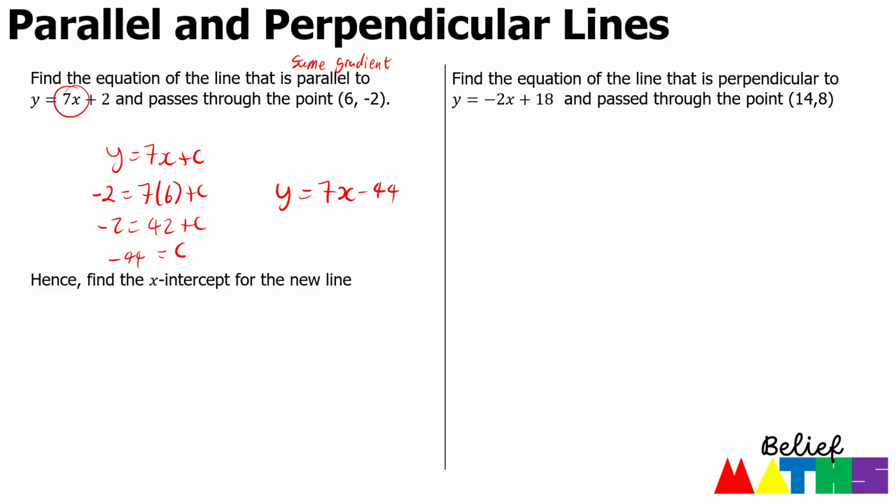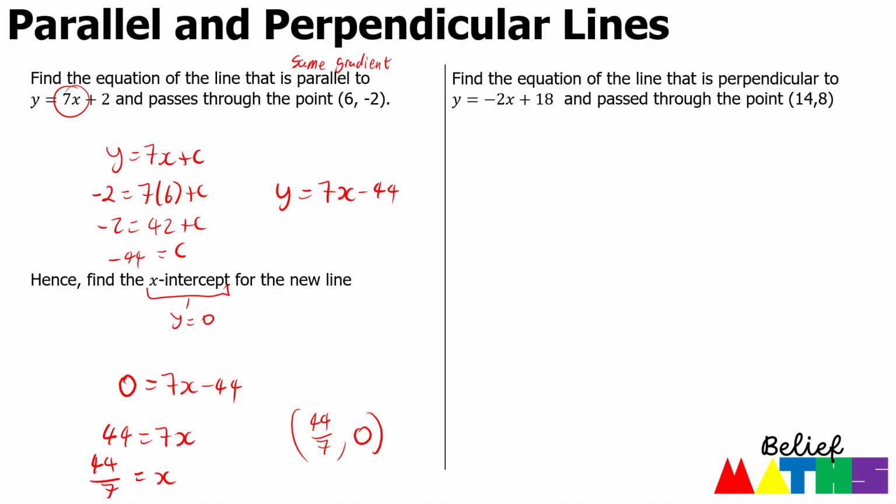Now sometimes they'll say hence find the x-intercept of the new line. We know the y-intercept is minus 44. The x-intercept is when y equals 0. So we can sub that in. 0 equals 7x minus 44. So when we rearrange that, 44 is equal to 7x. Dividing both sides by 7, you get 44 over 7 is equal to x. So therefore the x-intercept is (44/7, 0). That's the point where it crosses the x-axis.